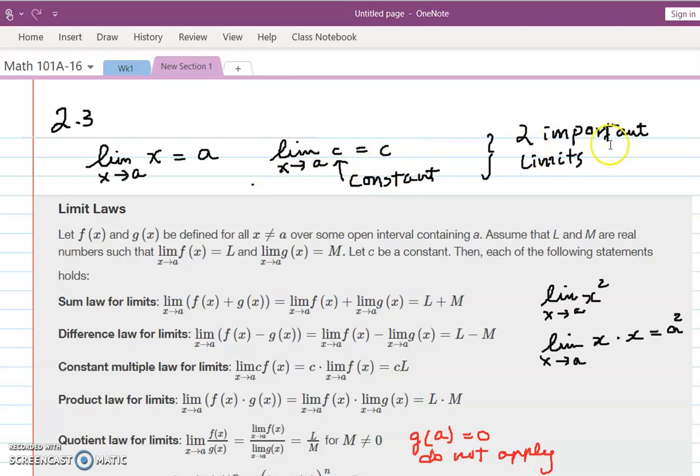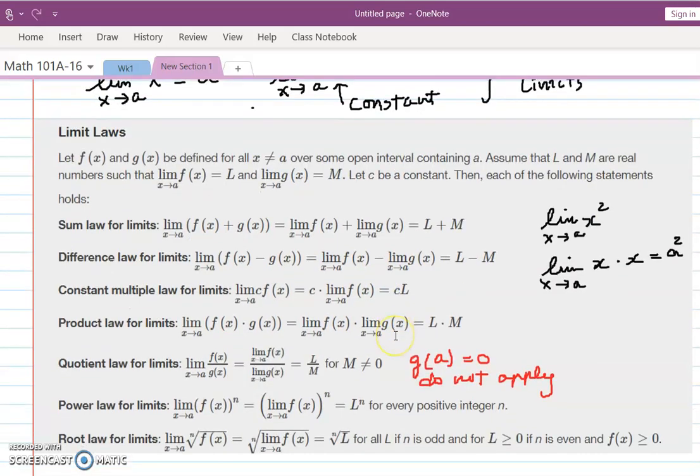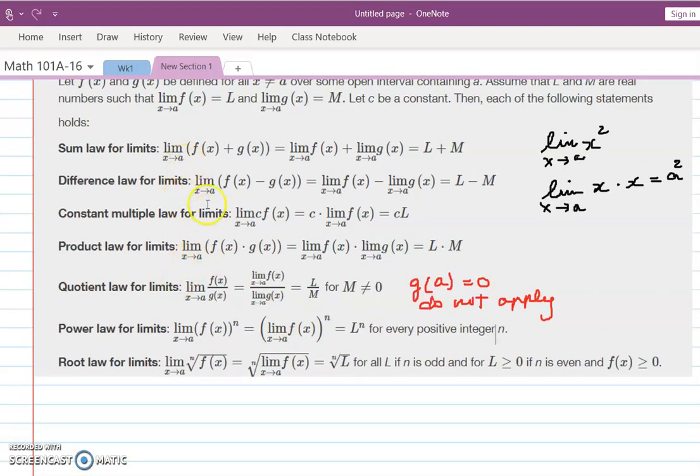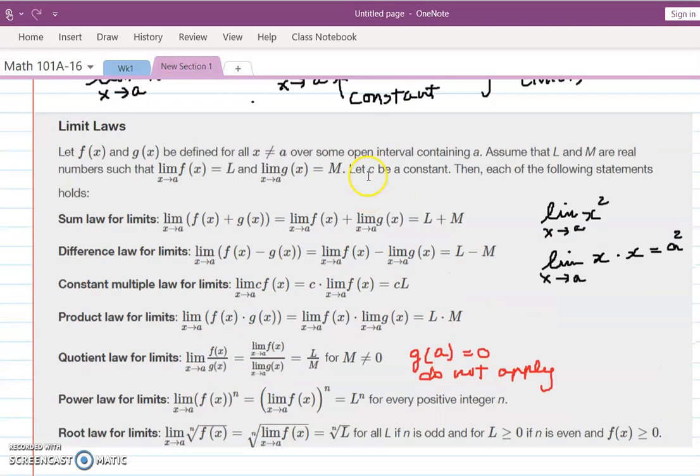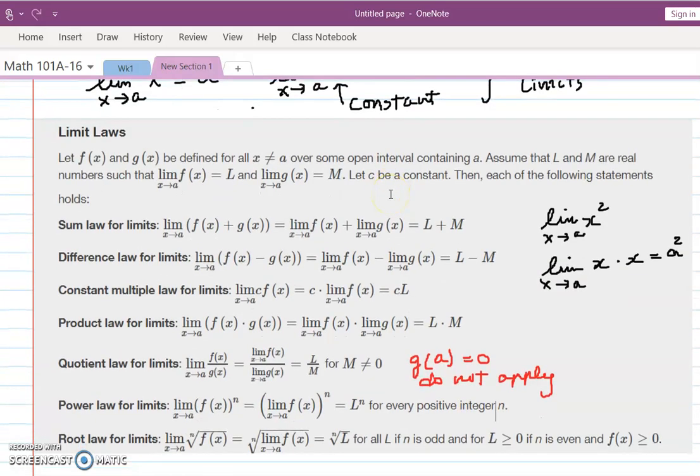These are called the two important limits, and all of these limit laws can be applied because we actually have them. So if I want to find the limit of x plus 5, I would just say that it is a plus 5, right? And if I want to find the limit of 2x minus 2, it's just as if I'm finding the limit of x plus 2. So all of these, like snowballing, give us all these laws. Whenever you do a limit, you split your function into individual parts and use these laws to work with it.